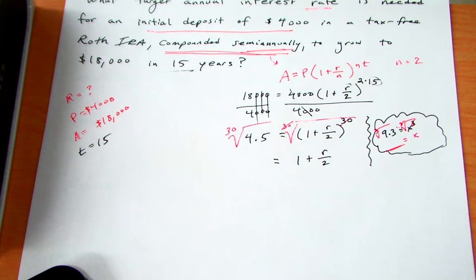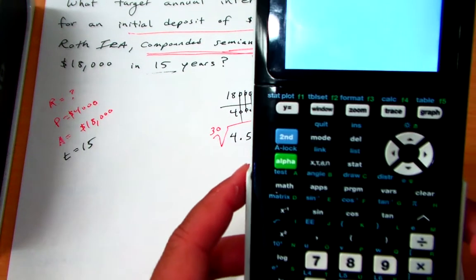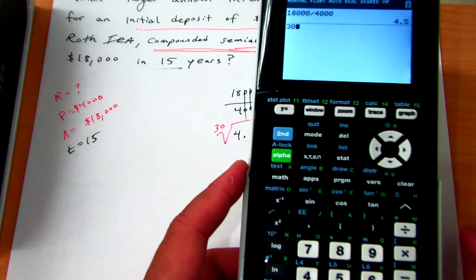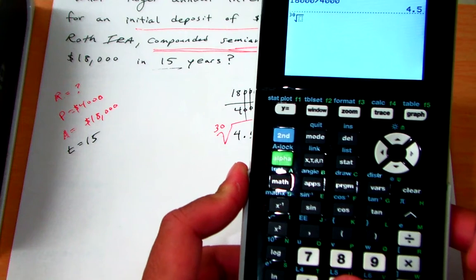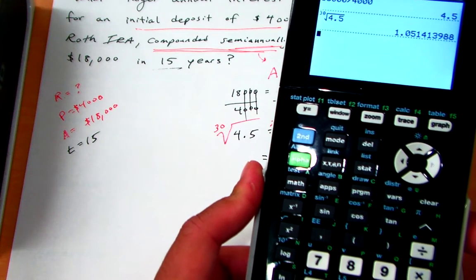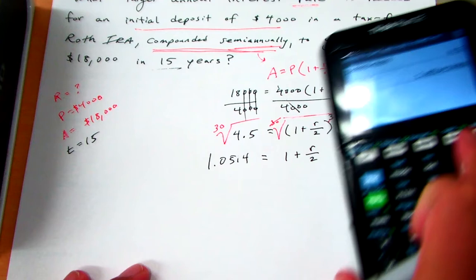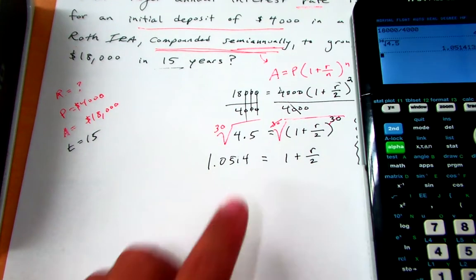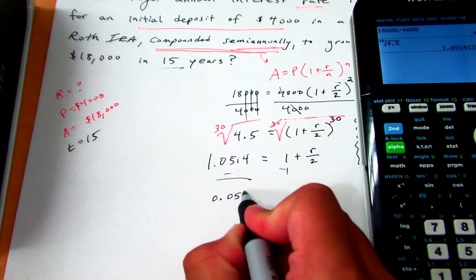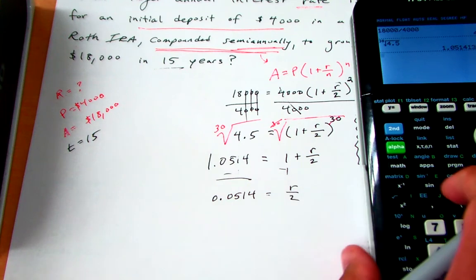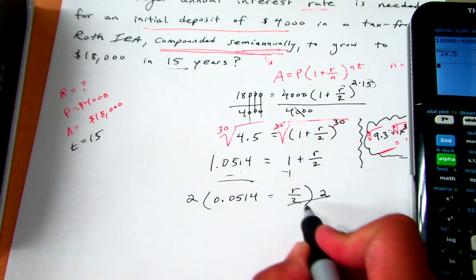And the other side is going to be probably a weird looking number, but we can find it in the calculator. The 30th root, so I'm going to put in 30 first. And then on a TI-84, all you're going to do is hit math, choice 5 will give you the root. So 30th root of 4.5 will give us 1.0514. I'm going to use the exact value in the calculation, but I'm just writing it down there for convenience's sake. To solve for r, simply subtract 1 from both sides. That gives me the decimal without the 1 equals r over 2. Multiply both sides by 2 to cancel out that division by 2. And that gives us just the rate.